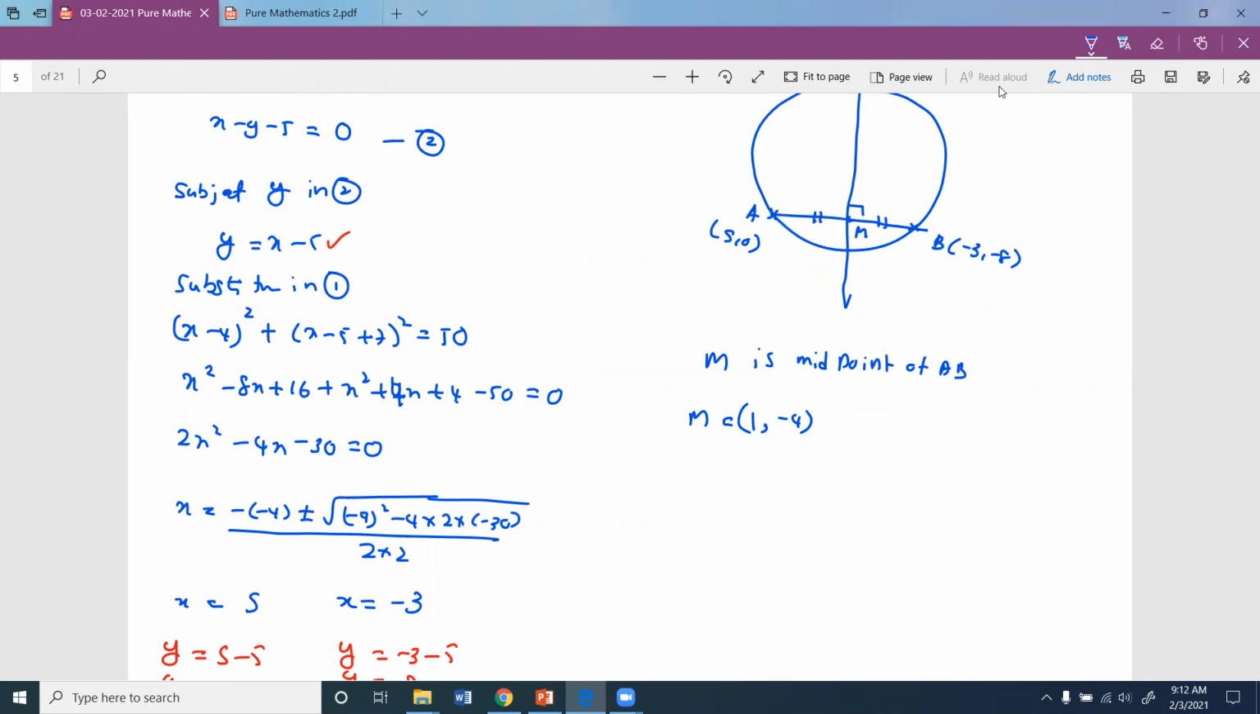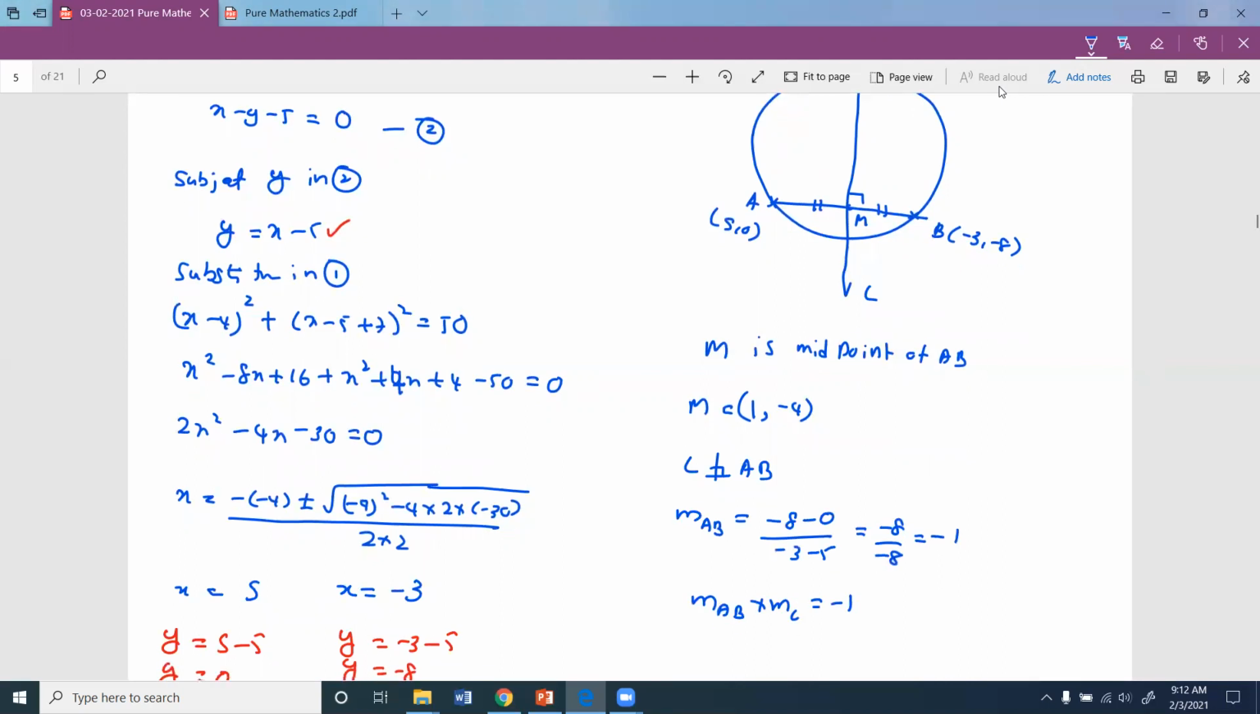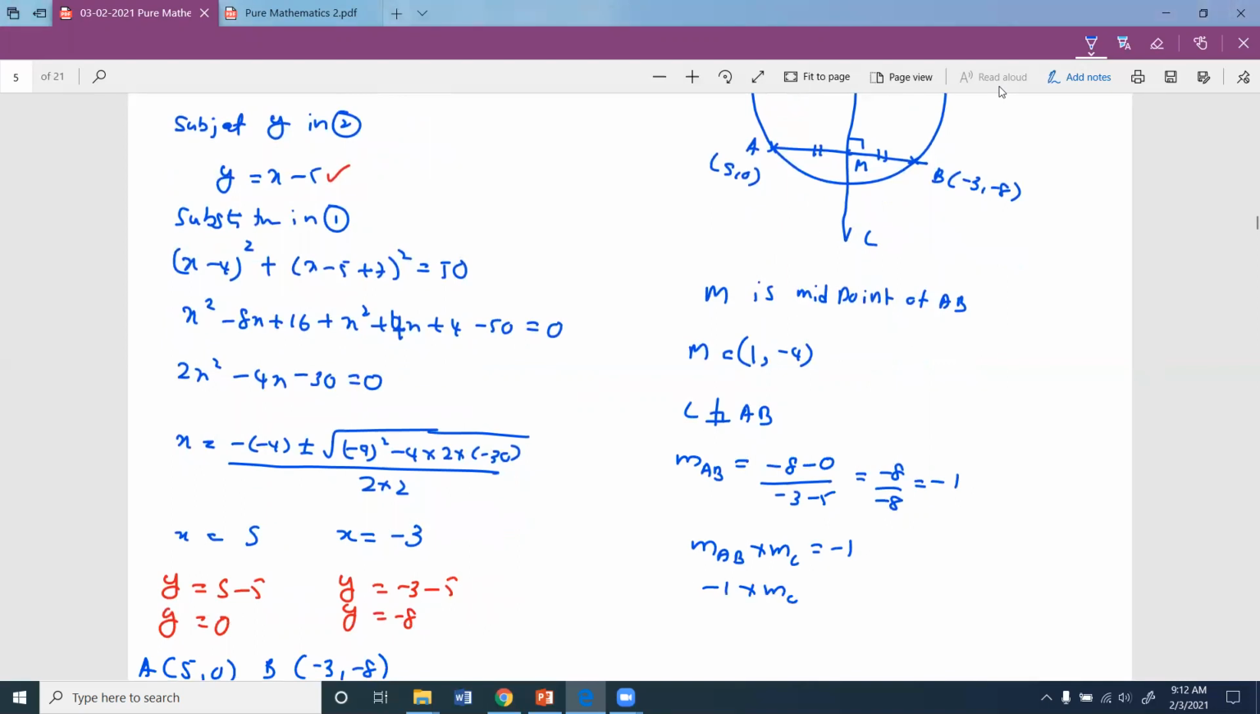To find the gradient, we know that line L is perpendicular to AB. So how do you get it? Initially I try to find the gradient of AB. Gradient of AB is (minus 8 minus 0) divided by (minus 3 minus 5), which is minus 8 over minus 8, which is 1. Since these two lines are perpendicular to each other, gradient of AB times gradient of L should be minus 1. So with this, 1 times gradient of L is minus 1, so the gradient of L becomes minus 1.